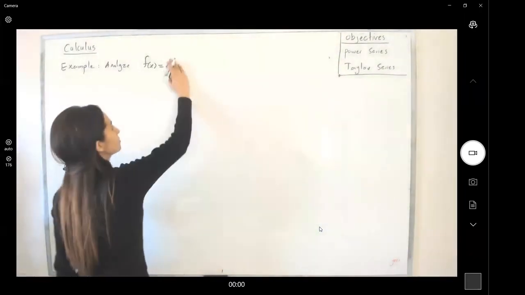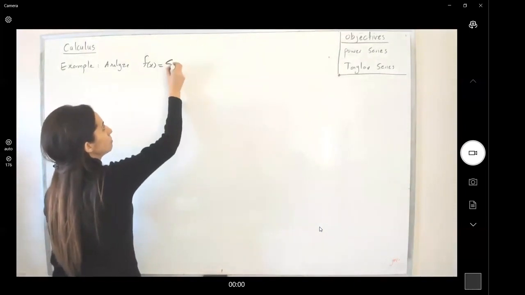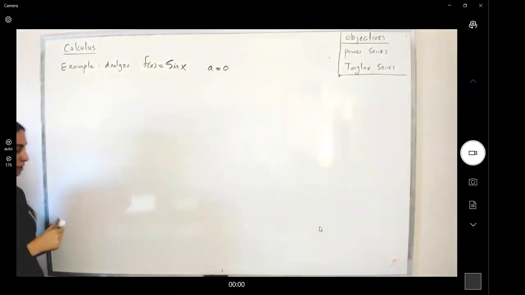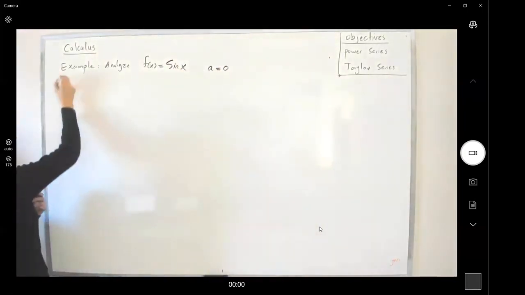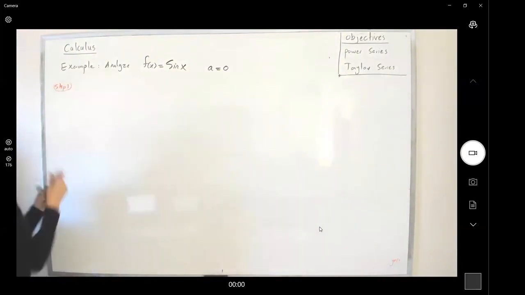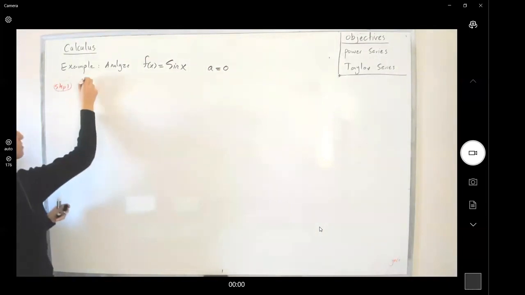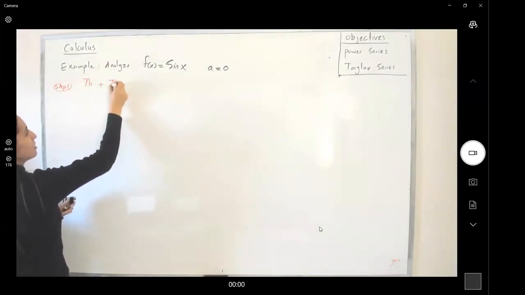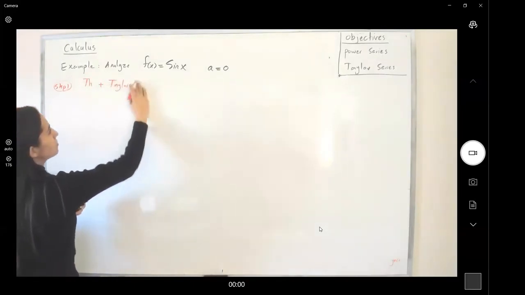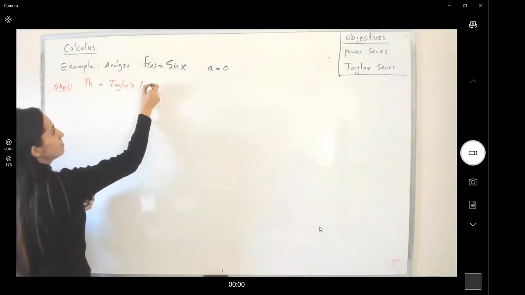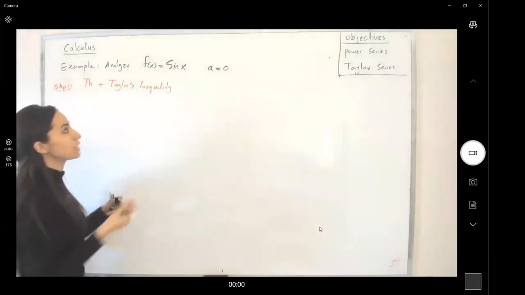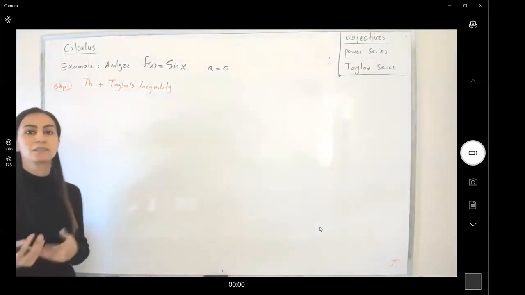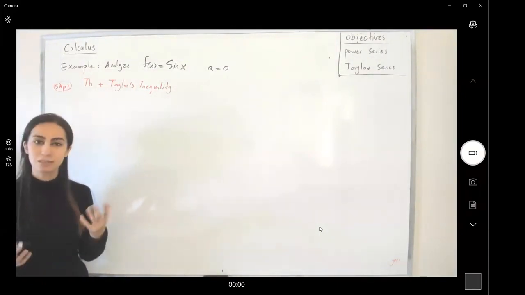Analyze f of x equals sine x when a is equal to 0. Well, step one. In step one, we have to use the theorem and Taylor's inequality to prove that sine x is actually equal to the sum of its Taylor series. In this case, we're working with a Maclaurin series, that's fine.